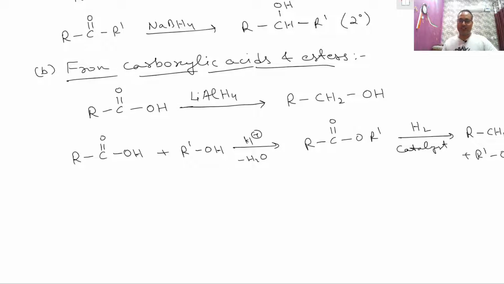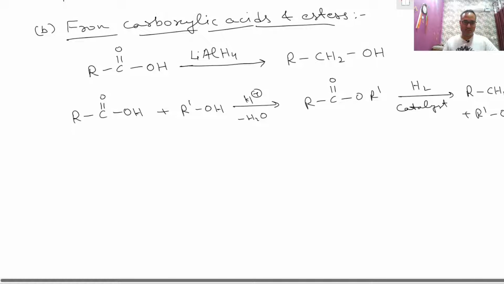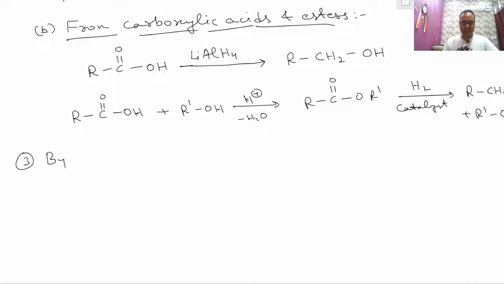esters into alcohol. Now the third method is by using Grignard reagent.